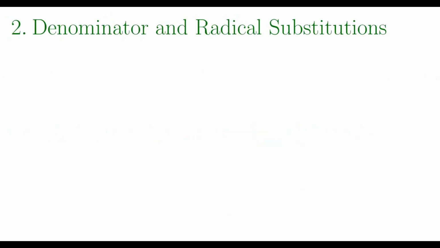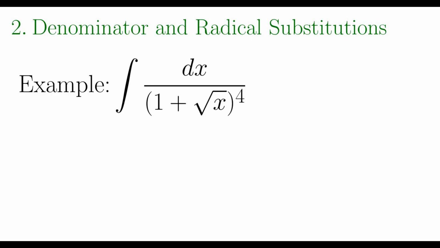The next method to keep in mind is the denominator and radical substitutions. So this is an extension of U substitution. However, keep in mind that sometimes there may not be an obvious substitution, but it's always good to try denominator or radical substitution. For example, if you're given the integral of 1 over (1 plus root x) raised to the power of 4, u equals 1 plus root x would be a very good substitution.